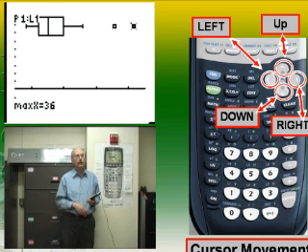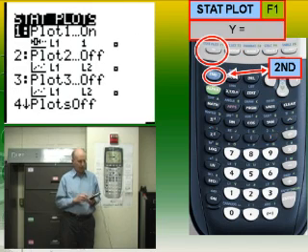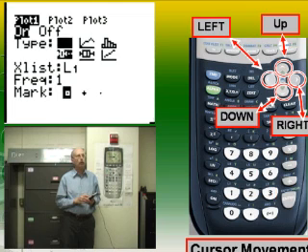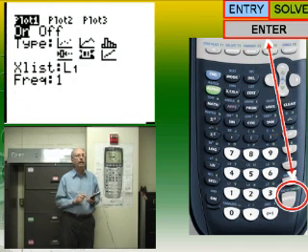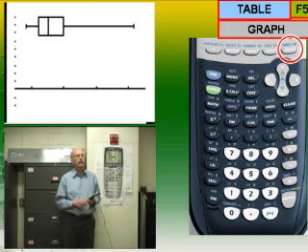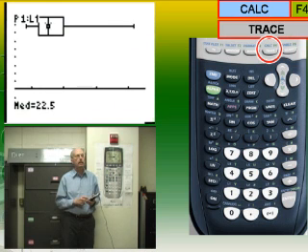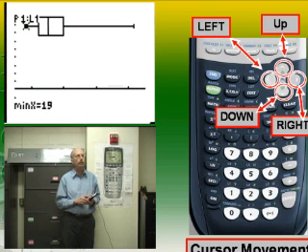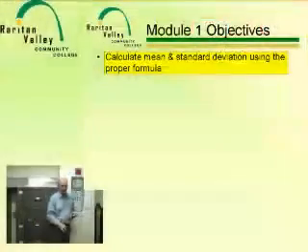Now, if we wanted to do a standard box plot with outliers, we would again hit second stat plot, hit enter for plot 1, scroll down to type, and we would go down to the 4th entry, which is just a regular box plot, hit enter, hit graph, and you can see we get a different looking box plot where the outliers are not identified, and the maximum goes all the way out to 36. Hit trace, and you can see that the median stayed at 22.5, and we can move back and forth across the data. So let's summarize what we've reviewed in this session.